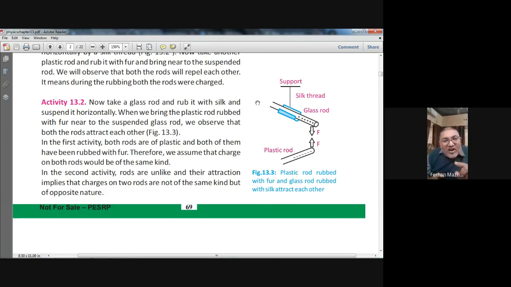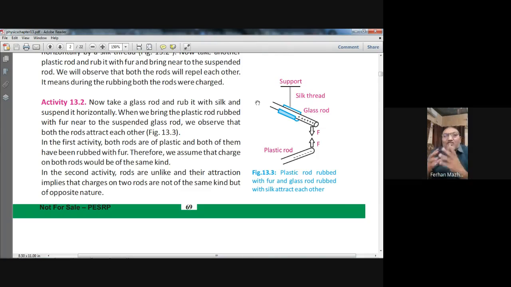And the second rod is rubbed with the fur. We believe that when you rub the glass rod with silk, and when you rub the plastic rod with fur, both of them will acquire different charges. So how do we know they are different? Because when you bring the second rod near the first rod, they will start attracting each other.